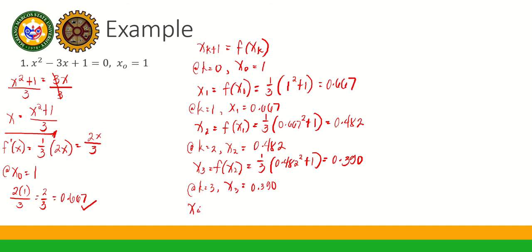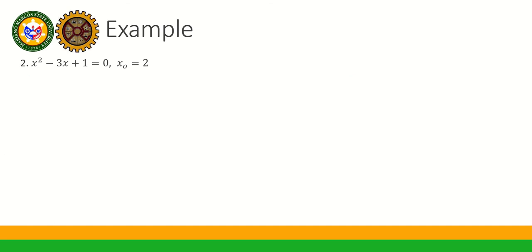So, computing for x sub 4, we have g of x sub 3. And this is equal to 1 over 3 times 0.390 squared plus 1. And we get 0.384. So, we can now stop there. So, that is how you solve fixed point iteration. How you use the method fixed point iteration. So, let's try another example.